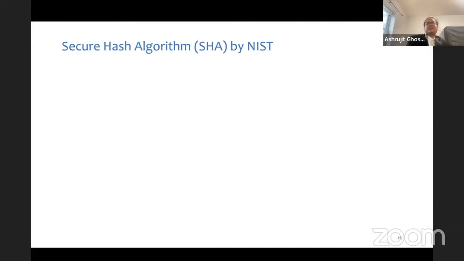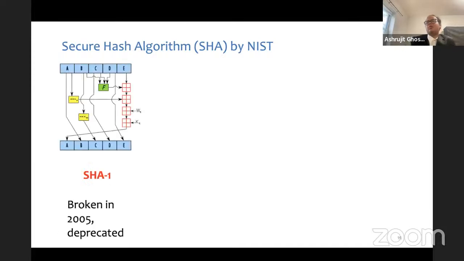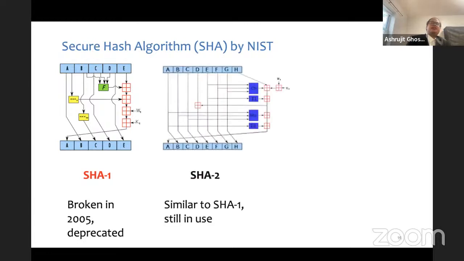The first version of SHA, SHA-1, was actually broken in 2005 and therefore deprecated. SHA-2 is the next SHA version. For this talk, it's not very important for you to understand the schematics I have on here. I mainly have them to point out that SHA-1 and SHA-2 are structurally very similar, and SHA-2 is widely used even today.